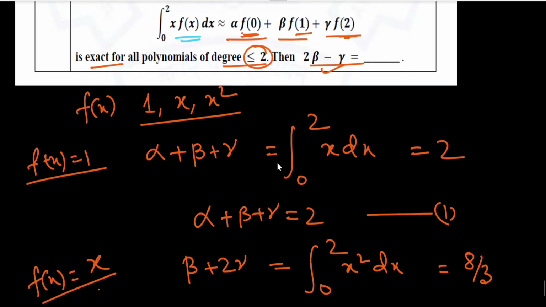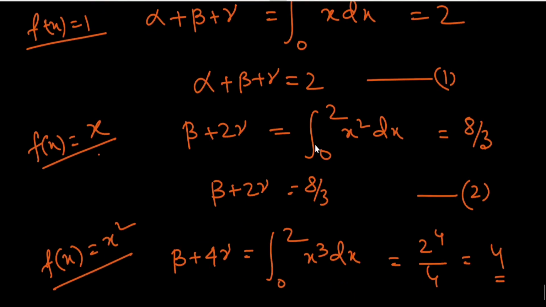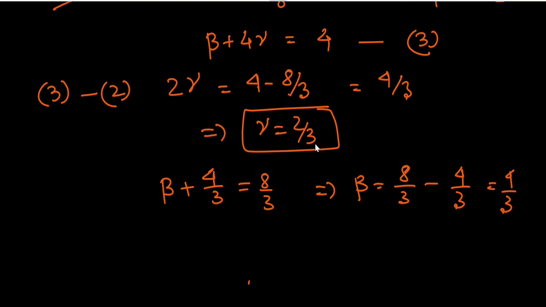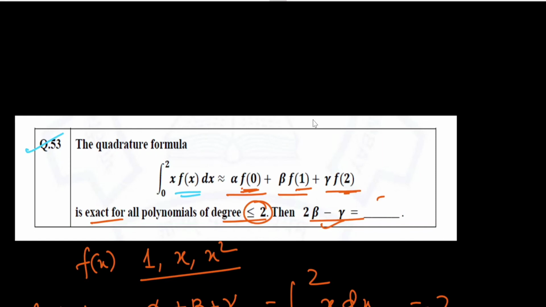Here 2 beta minus gamma is needed, therefore we don't need the value of alpha. So 2 beta minus gamma equal to 2 beta, which is 8 by 3, minus gamma, which is 2 by 3, so this is equal to 6 by 3, which gives the value 2. Therefore, 2 beta minus gamma is equal to 2.